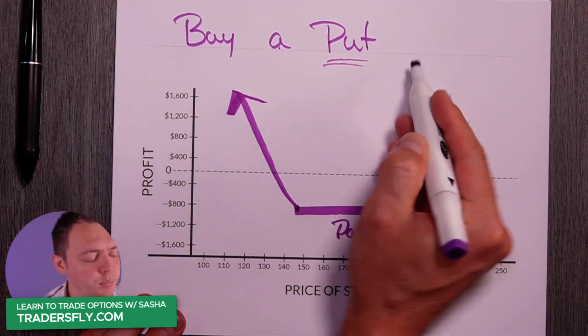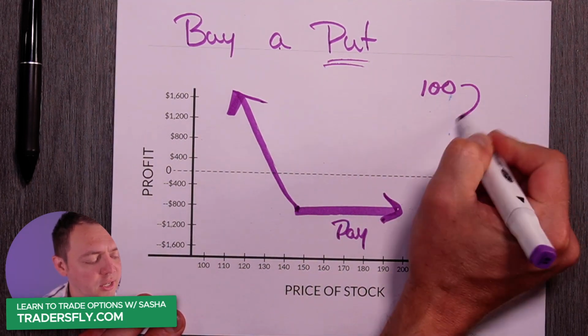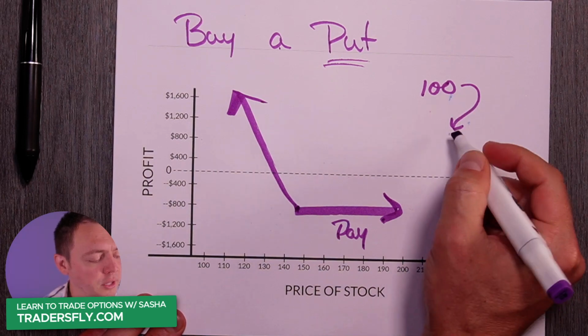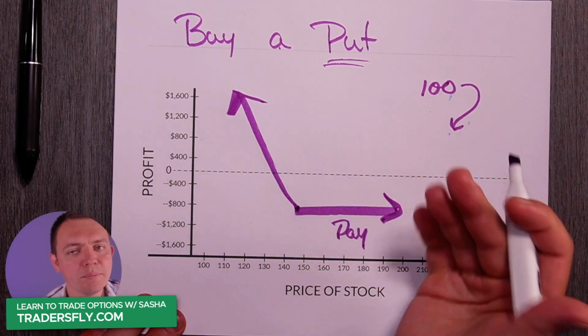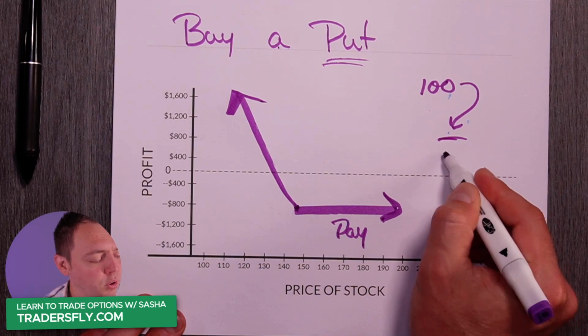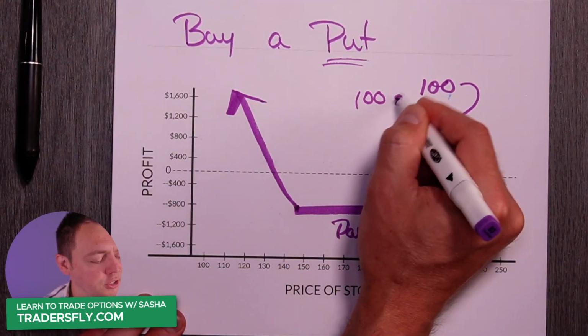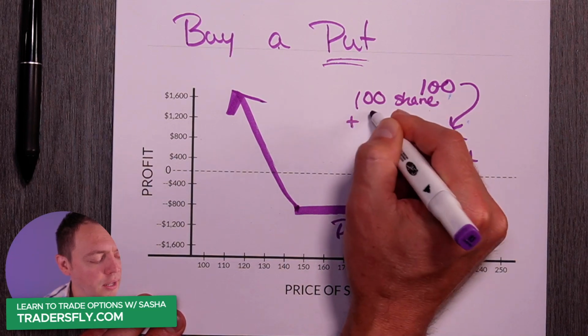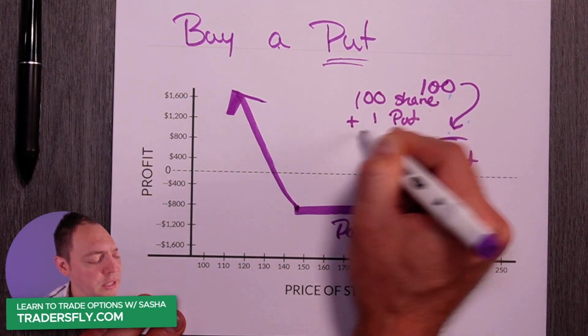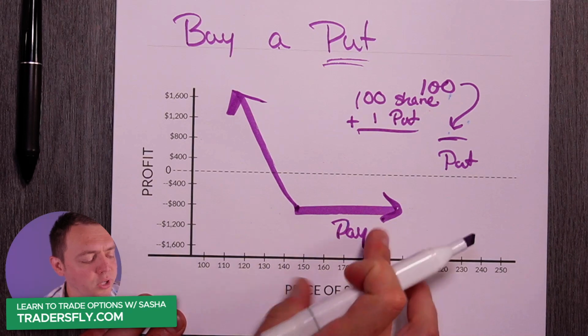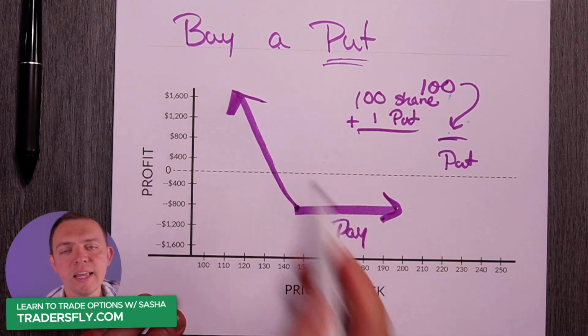So why would you buy a put? Let's say you owned 100 shares of stock, and then you go in and say, I want to insure my position. So then you want to put that stock to somebody else. So you ultimately have 100 shares, and then you buy one put because you say, I want to put it to somebody. But the put itself actually is a downward position.